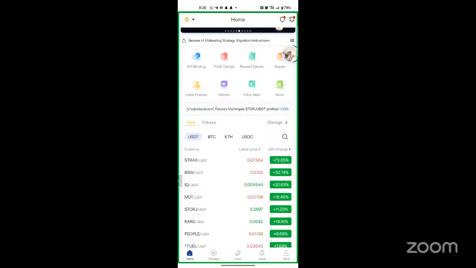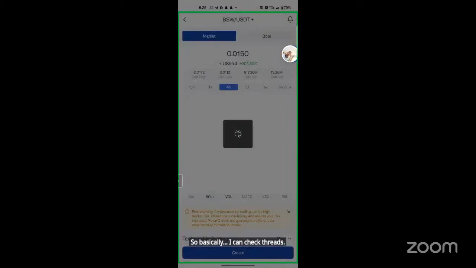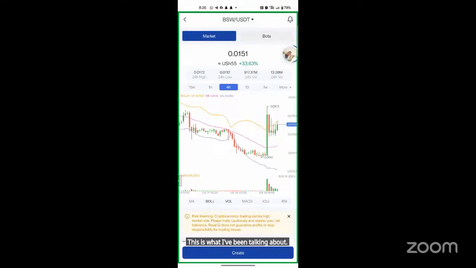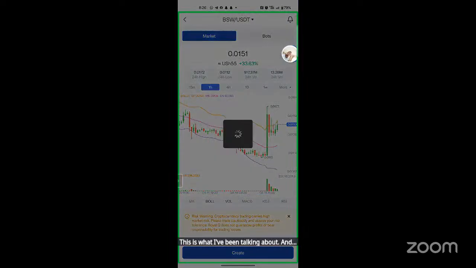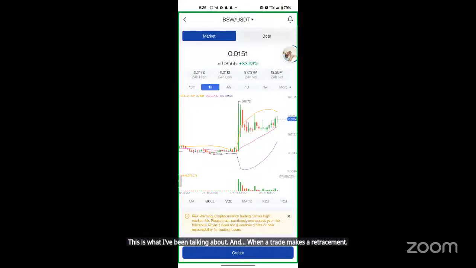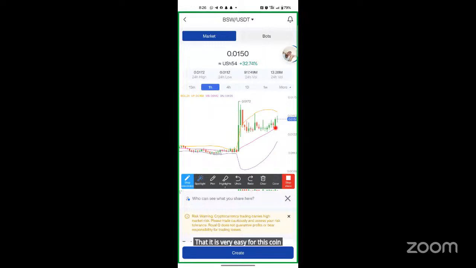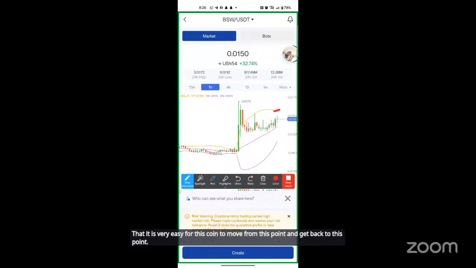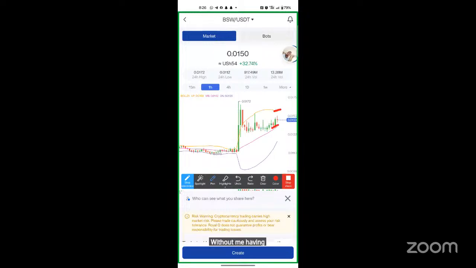So basically, I can check trades. This is what I've been talking about. And when a trade makes a retracement to the moving average, then in my mind, I can know that it is very easy for this coin to move from this point and get back to this point without me having very hard analysis, because this is a moving average.